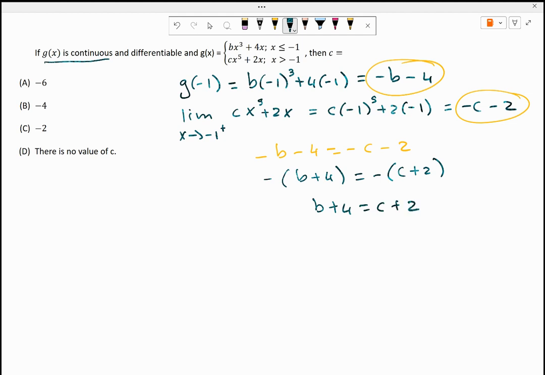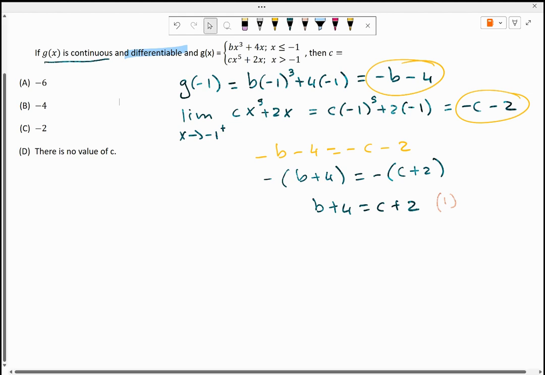Now, this is one equation with two unknowns. I'm going to call this equation 1. We're going to need a second equation in order to solve this and know what c is. So I'm going to take a look at what I know. I know that g is also differentiable. So let's use that.